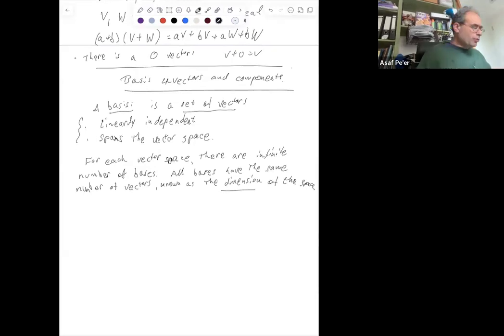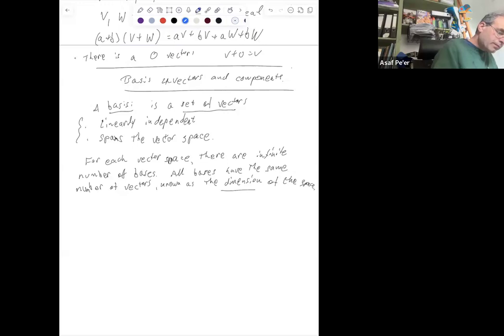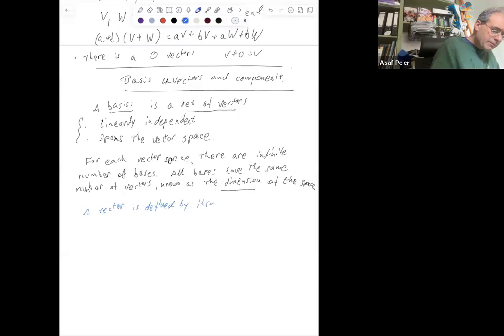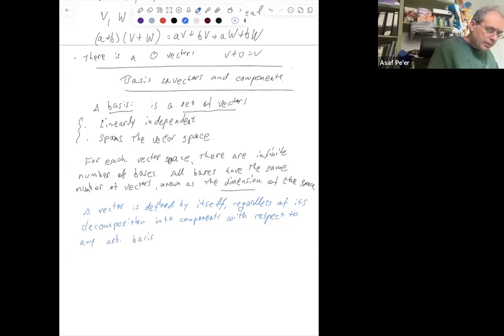Again, I'll write it down, just to make sure that you're with me. A vector is defined by itself, regardless of its decomposition into components with respect to any arbitrary basis we may choose.